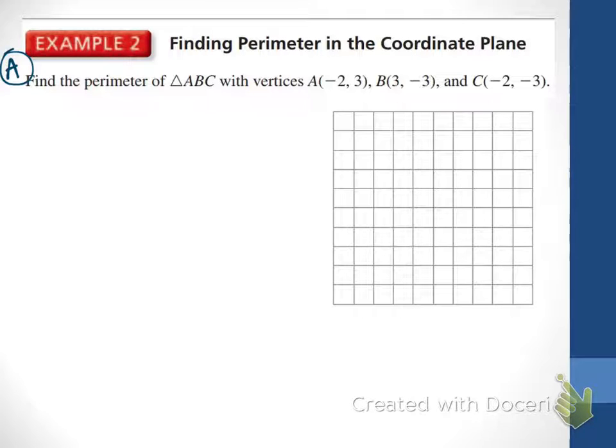What do you mean draw a graph? It's already drawn for you. That's why you got this paper. So you wrote A on this one too? Yes. All right, so here we go.